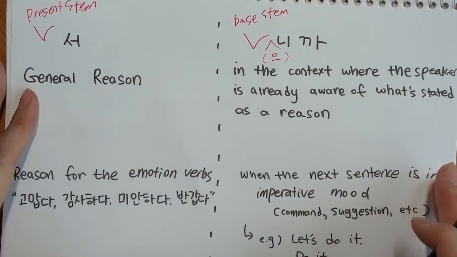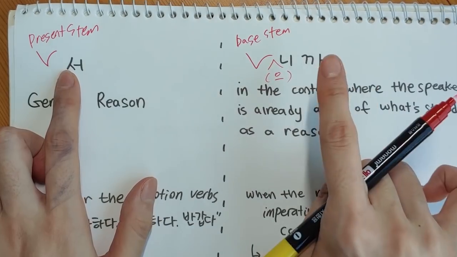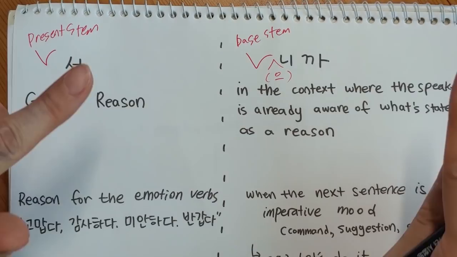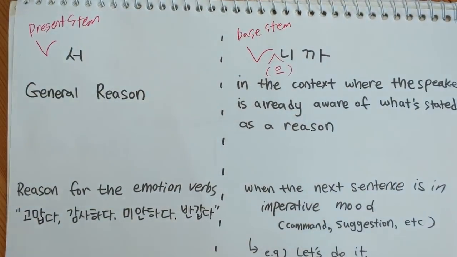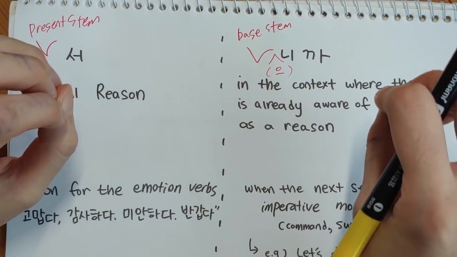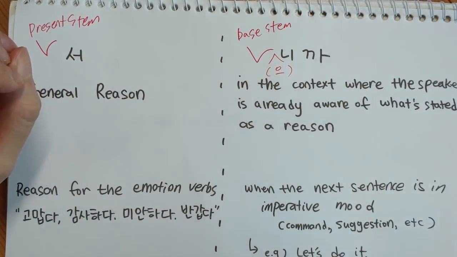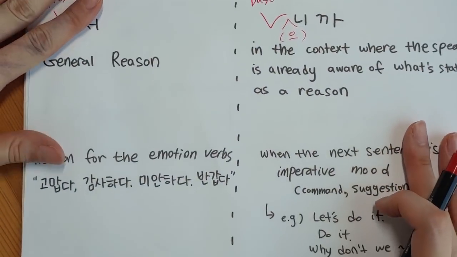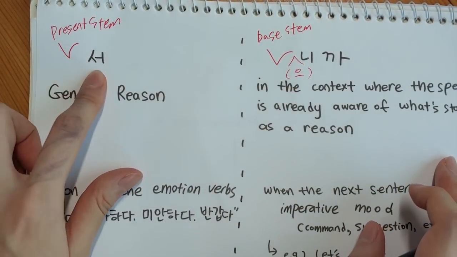Then how about in meaning? I told you guys that they both mean so. So does that mean they are interchangeable? And the answer is yes and no, because there are some cases where they are interchangeable, and there are cases where using 서 sounds more natural and using 니까 sounds more natural. So this is a part where it can get a little bit confusing, so I want you guys to focus more. So let's look at 서 first.